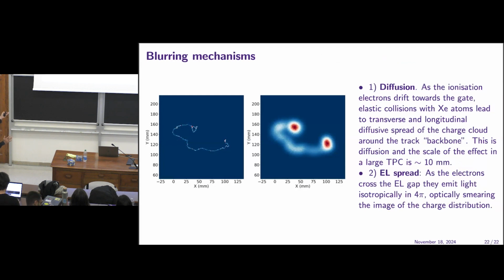As I said, the blurring mechanisms are the diffusion and the EL spread, and this ends up with the basic idea of high pressure lecture. Now we have all in hand conceptually, and we can move to the next lecture.